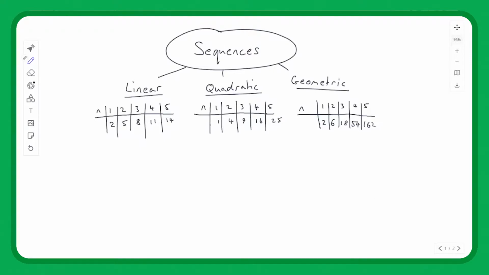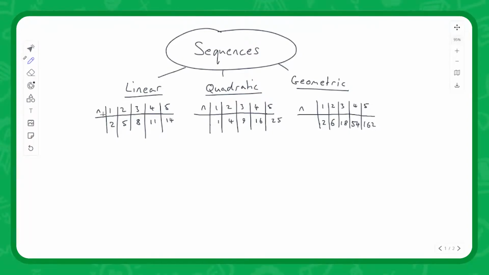Right, we are looking at sequences, and there are three main kinds of sequences. We've got linear, quadratic, and geometric. And we're going to go through all three and then do a couple of exam-style questions at the end. So let's look at linear first. Linear is the nicest kind of sequence. It's the simplest one to solve, so hopefully it won't be too bad.